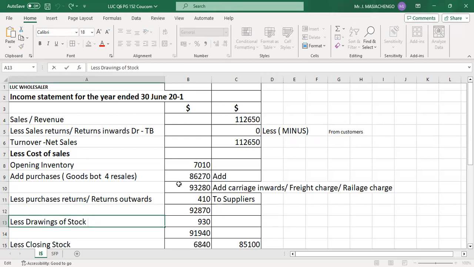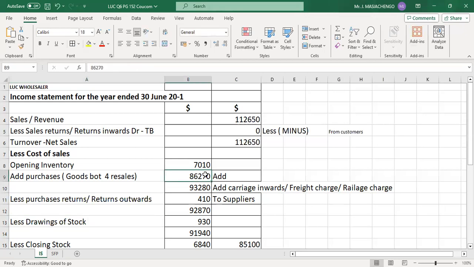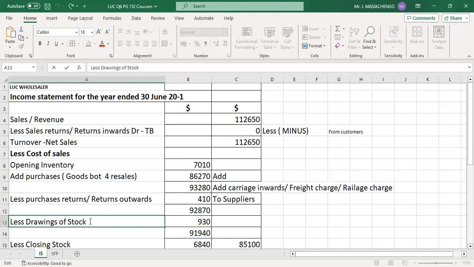All right. Then this one, for now, I think I need to explain it. Let's say you bought these goods and you wanted to sell them, but maybe you have visitors at home. Let's say it's a tuck shop. You have visitors at home. Then you took some of the goods that you wanted to sell. Okay, you took them for private use. You have got visitors at home and there's no sugar, there's no matemba and so on. Then you say, let me get it from my shop or from my business. These reduce the goods available for resale. So we say less drawings of stock.